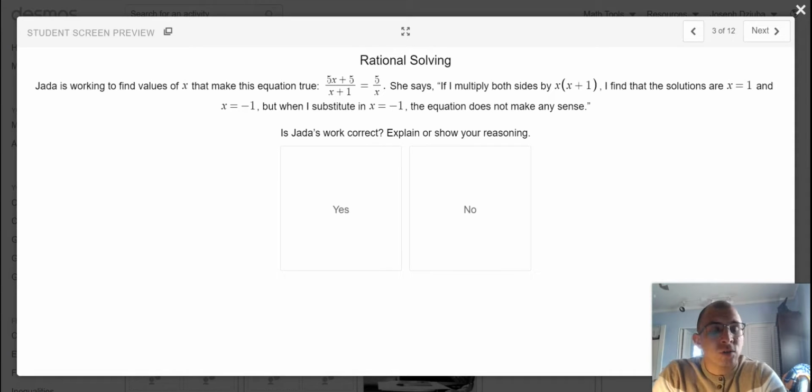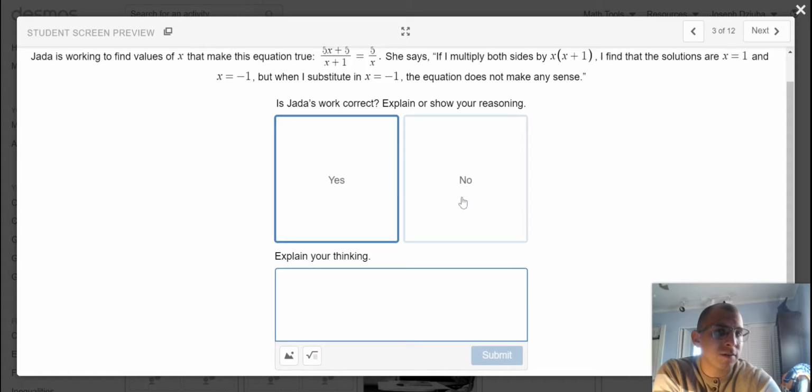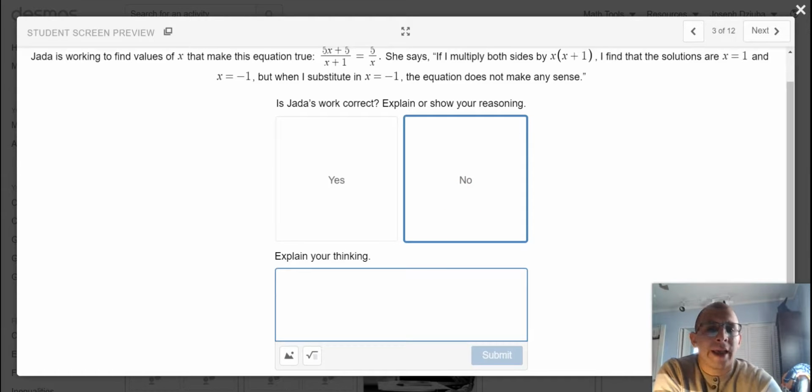This goes back to this idea of an extraneous solution. Sometimes there are numerical values that satisfy, per the laws of algebra, the equation. However, they're inapplicable because of the constraints that are established due to the functions that we currently have. So is Jada's work correct or not? And be sure to explain your reasoning. Huge hint here, you really want to think of what the word extraneous stands for.